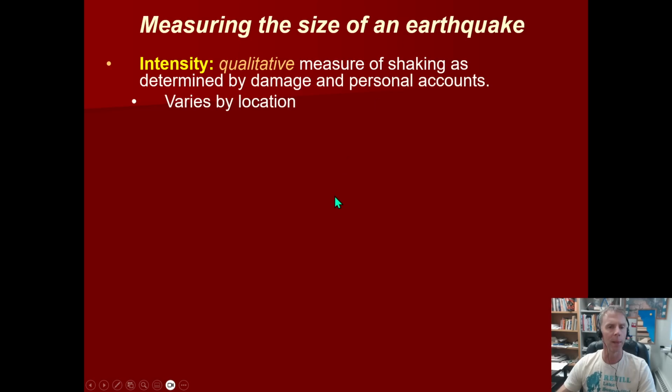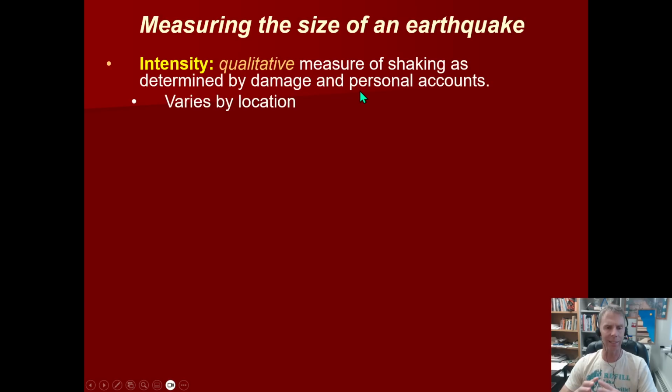Let's talk a bit here about how we measure the actual size of the earthquake. We actually use two different terms, but they mean very different things. Of course, the one you're most familiar with, that we'll get to in a second, is magnitude. The first thing we often hear about an earthquake is, oh, there was a magnitude 6.2 earthquake, and then the location. Those are usually the very first bits of information relayed in a news report about a given earthquake. But we actually have two ways to look at earthquakes. We have something called intensity, which is a qualitative measure of how much shaking has occurred. And this is normally based primarily on personal accounts and damage that we see.